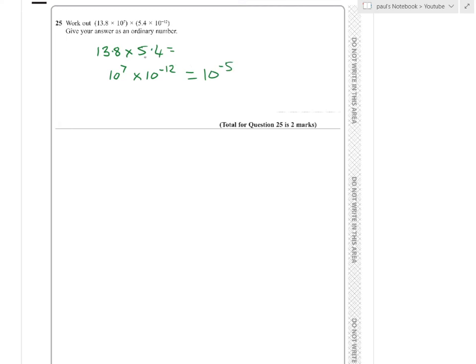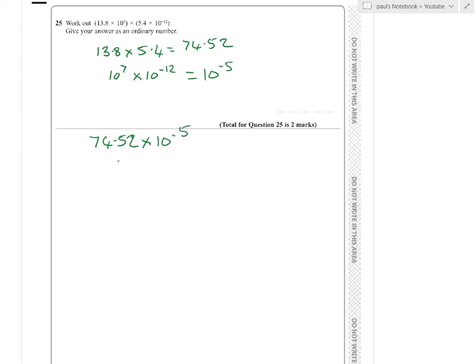And 13.8 times 5.4 is 74.52. So we've got 74.52 times 10 to the minus 5.